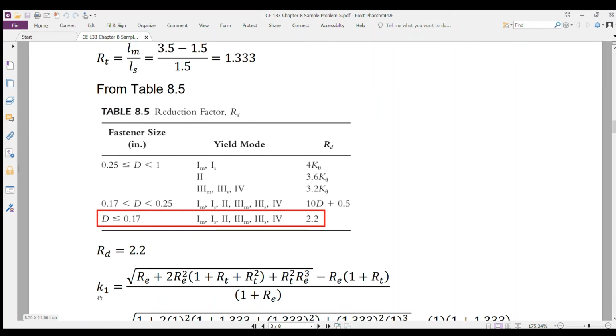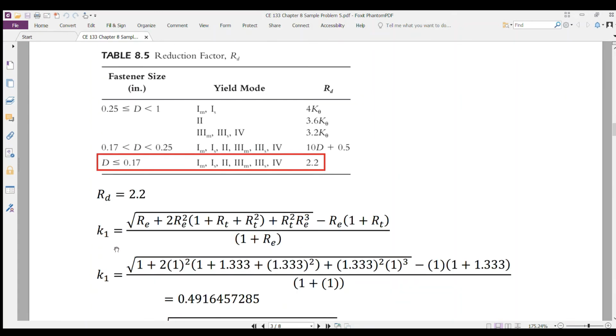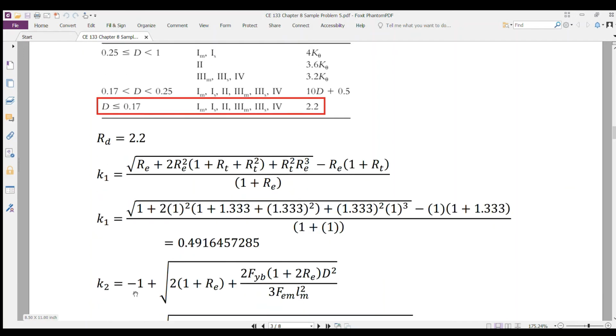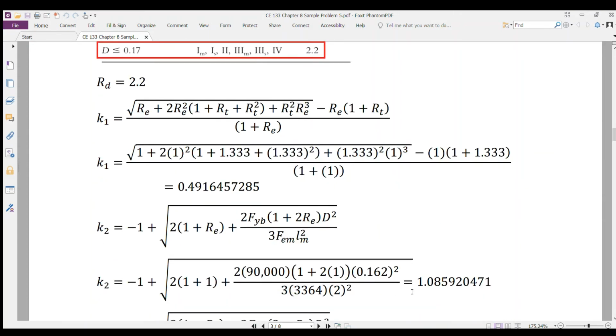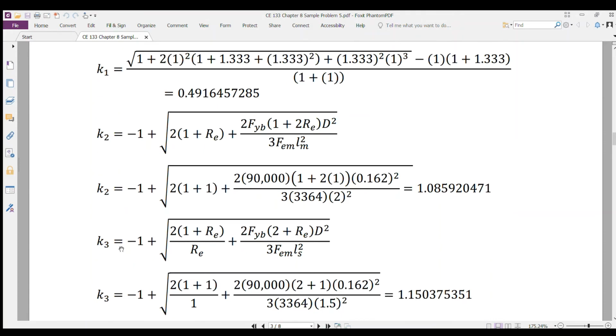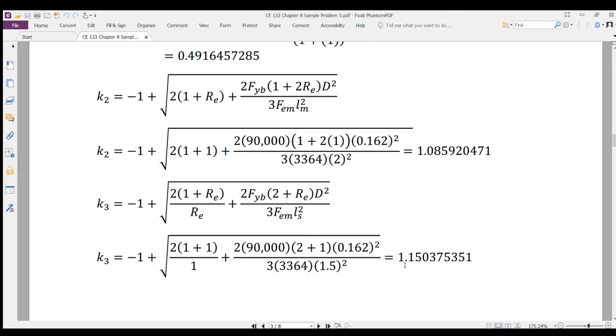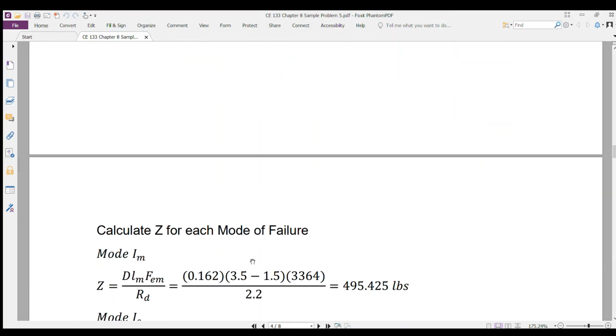Now we need to solve for k sub 1, k sub 2, and k sub 3. Using the equation and substituting the variables, we have k sub 1 of 0.4916457285. Determining k sub 2 using the equation, we have 1.085920471, and for k sub 3, using the equation and substituting the variables, we have 1.150375351. So now we need to calculate the value of Z for each mode of failure.